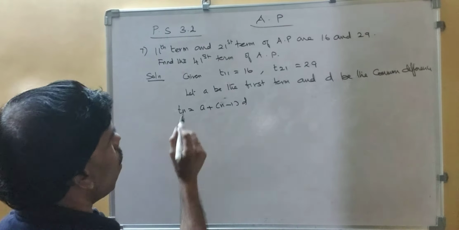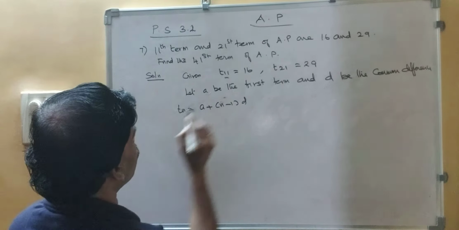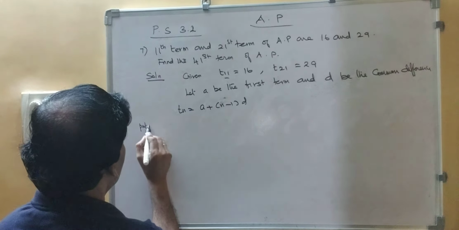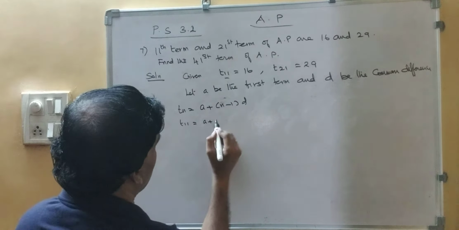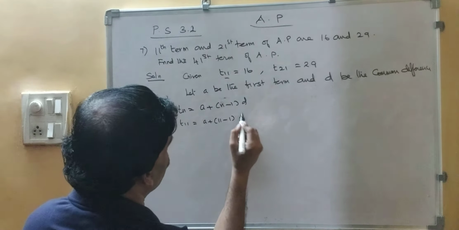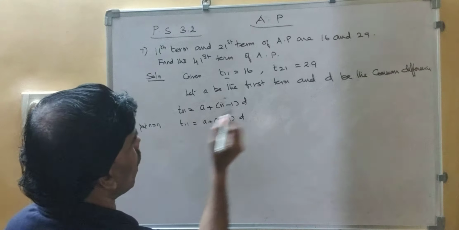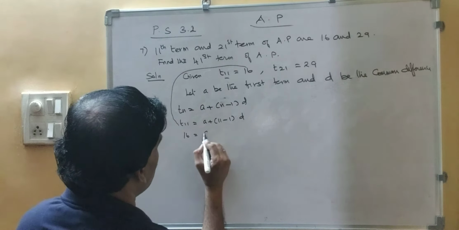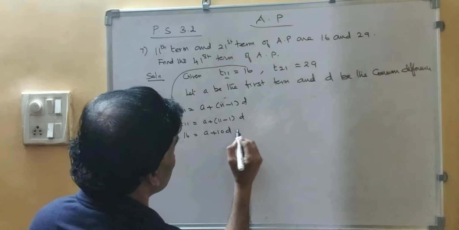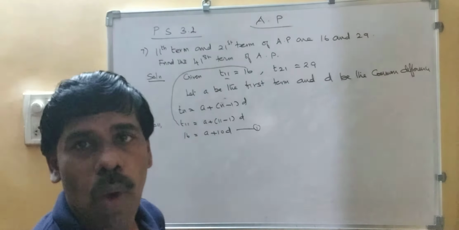Okay, now what is the 11th term? So put n equal to 11. T11 equal to A plus 11 minus 1 into D. So what is T11? They have given 16. So 16 equal to A plus 10D. This is equation number 1.